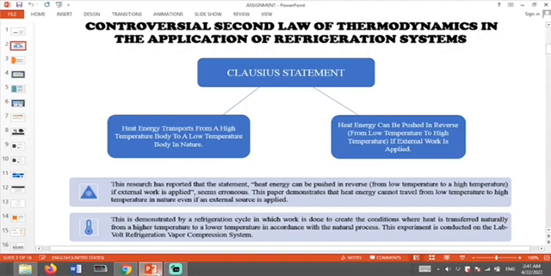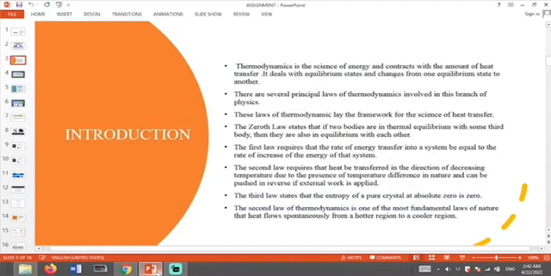And the second state is heat energy can be pushed in reverse from low temperature to high temperature if external work is applied. So basically, this article or journal is about the rejection of the second state of the Clausius statement. There are many thermodynamic specialists that reject the second state. And this paper demonstrates by a refrigeration cycle in which work is done to create the condition where heat is transferred naturally from a higher temperature to a lower temperature in accordance with the natural process. Okay, this is the introduction for our presentation.